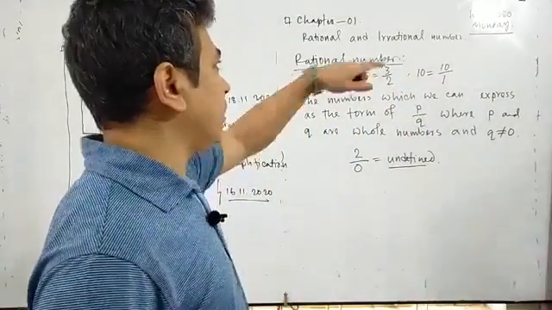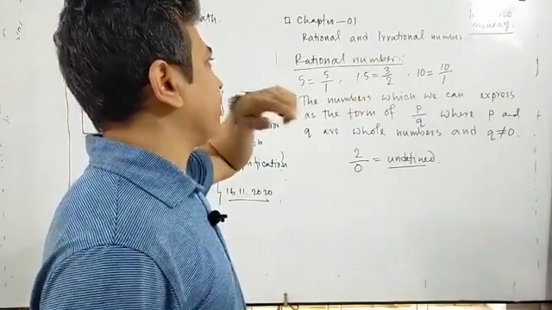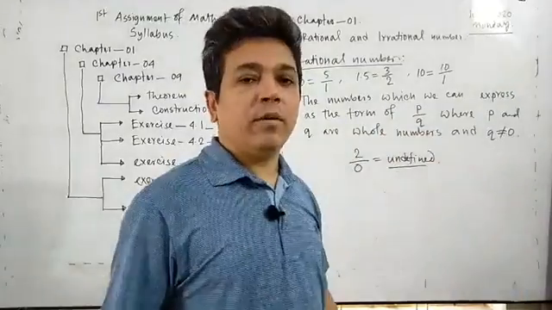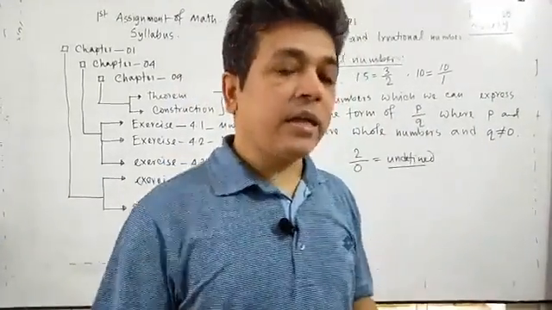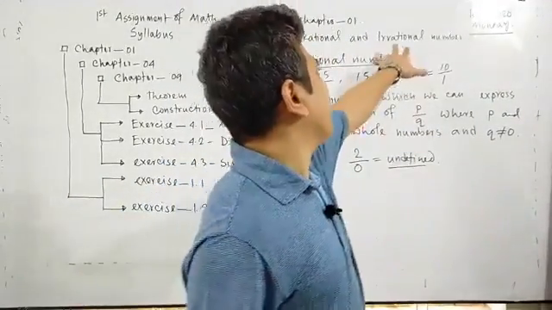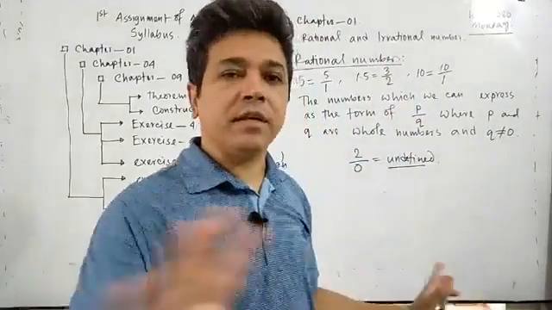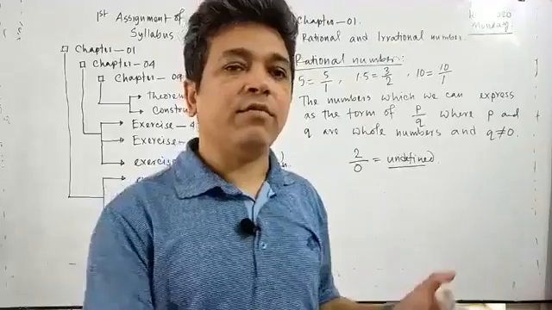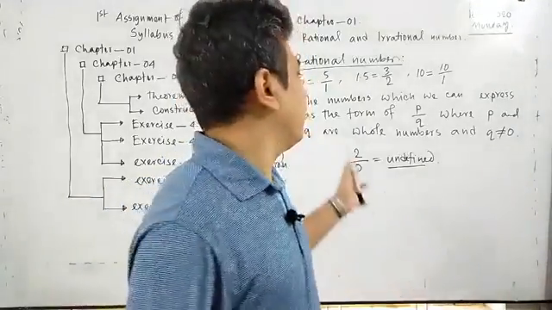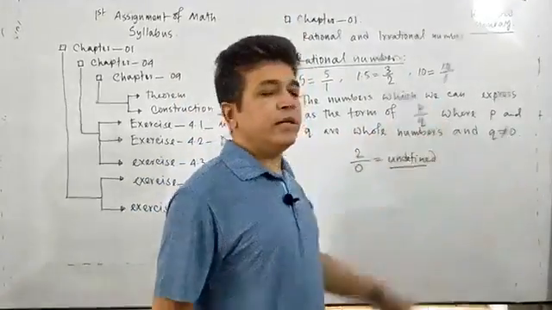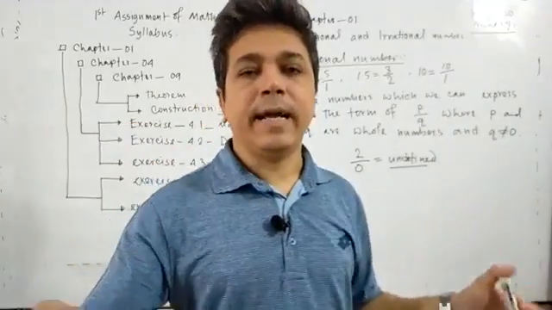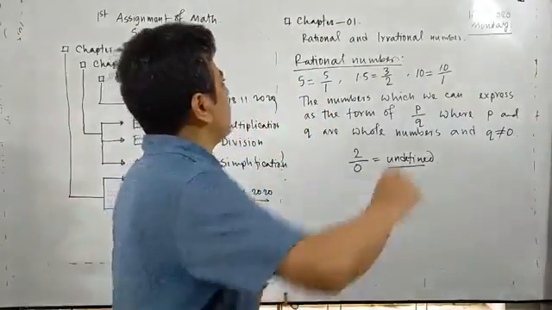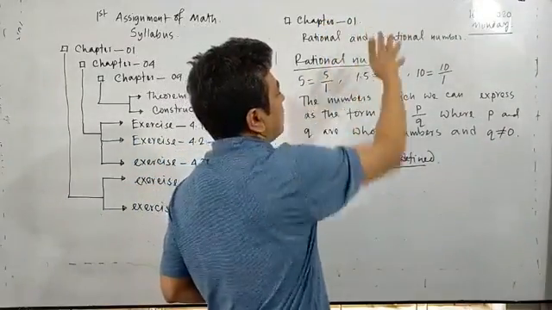And the irrational number, what is it? The number which we cannot express in this p by q form, where p and q are integers and q is not equal to 0, is called an irrational number. I hope all of you understood. That is very clear, very easy. Any number which you can express as a fraction where numerator and denominator are whole numbers and the denominator is never 0 is rational.